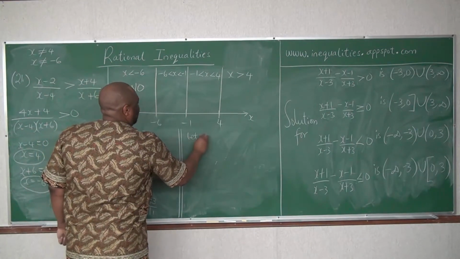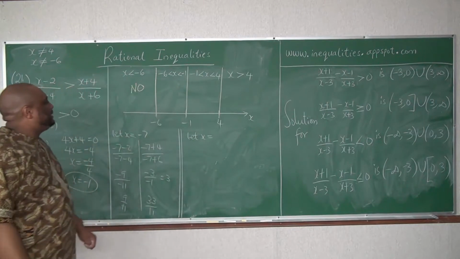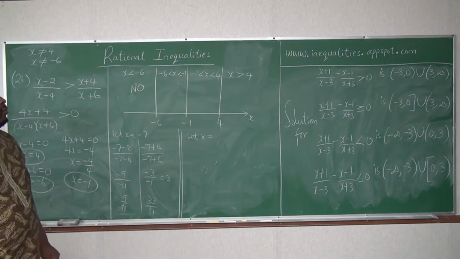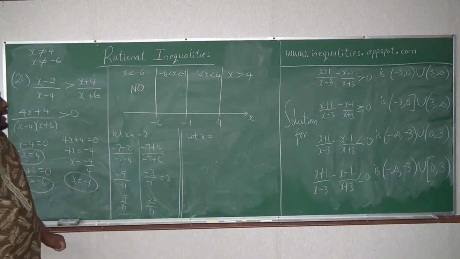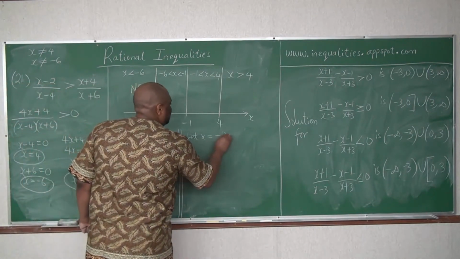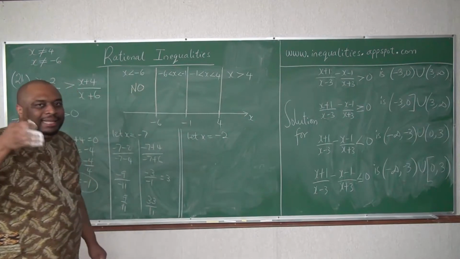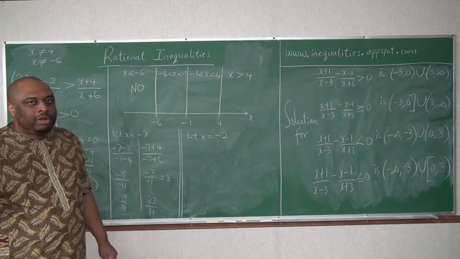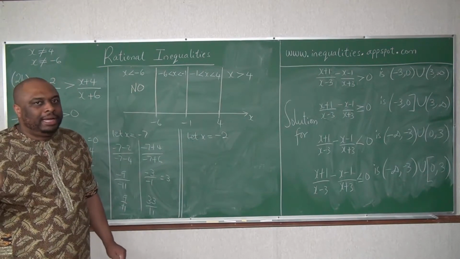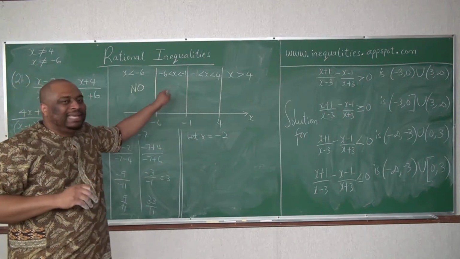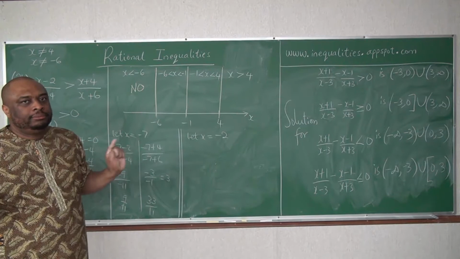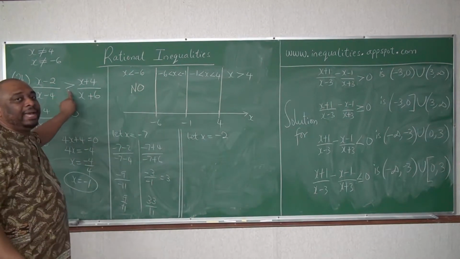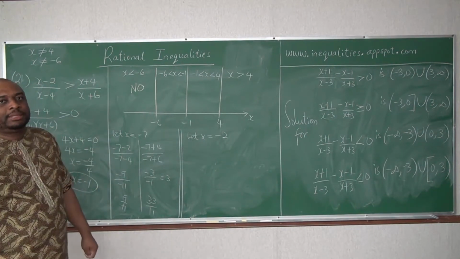We test the second interval. What is the easiest thing to pick? -2. Let's pick -2, easiest thing to pick. Please don't pick the test points. Do not try it. Pick points in the intervals. Do not pick the test points. Even if you have equal to here, please don't pick the test points.